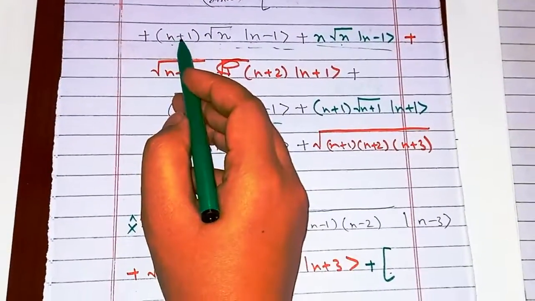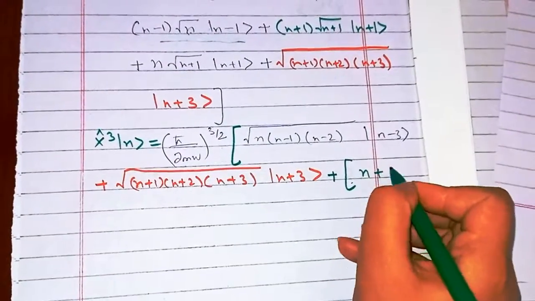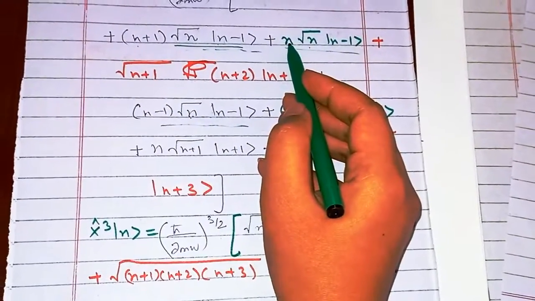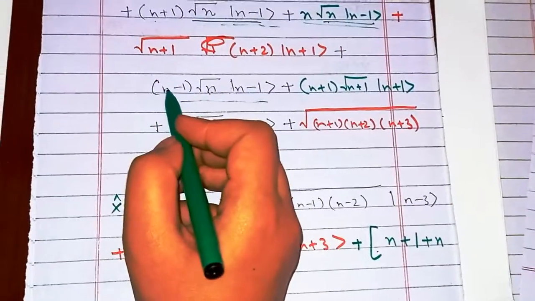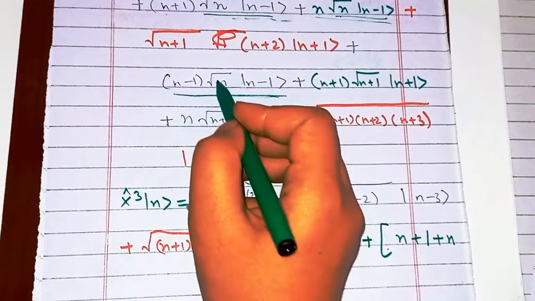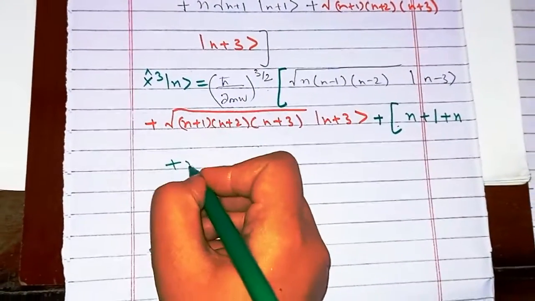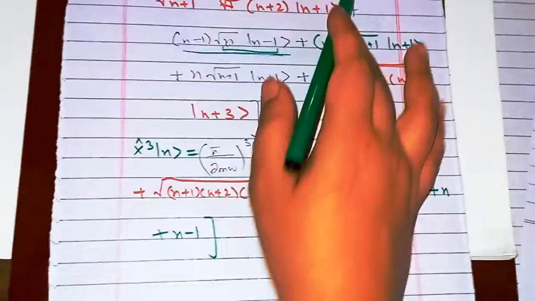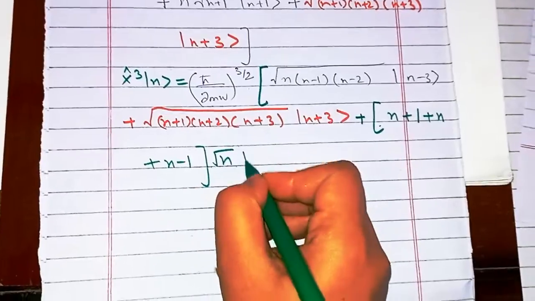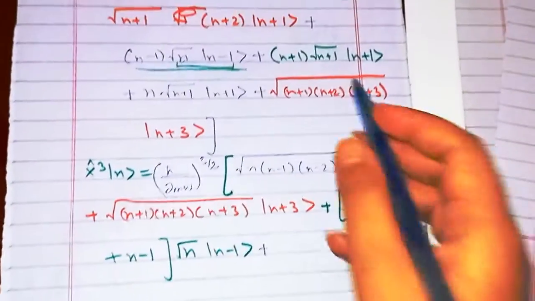We'll write n+1 only because these two will be taken as common. Then here we'll have n only because both of these are common, so plus n. Then in this term we have these two as common, so it's n-1 only, so plus (n-1), bracket closes, and then we write √n |n-1⟩, which is what we took as common.